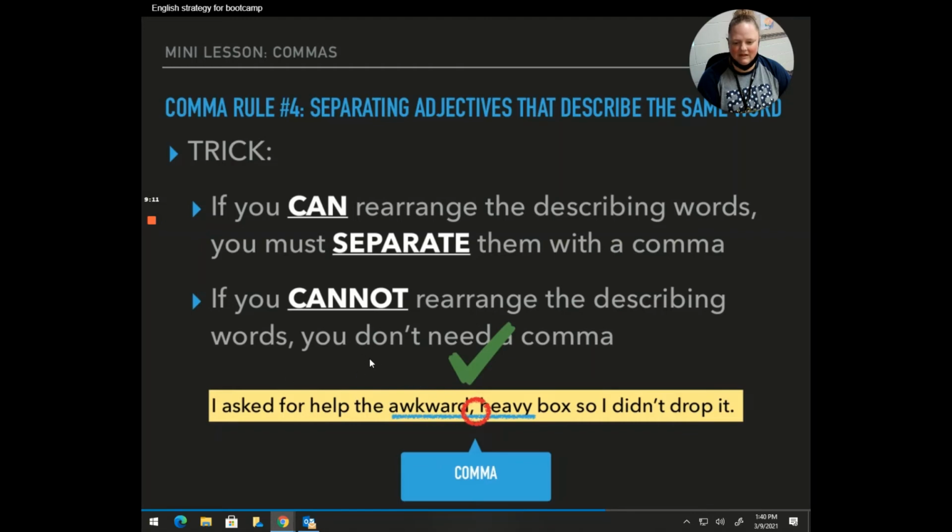I asked for help with the awkward, heavy box, so I didn't drop it. We need a comma because we can rearrange them: I asked for help with the heavy, awkward box. Because we can rearrange them, we have to have the comma. If you cannot rearrange them, we don't need the comma.